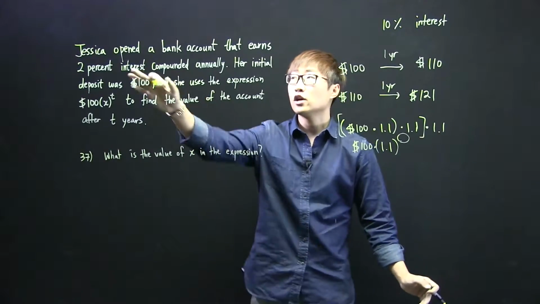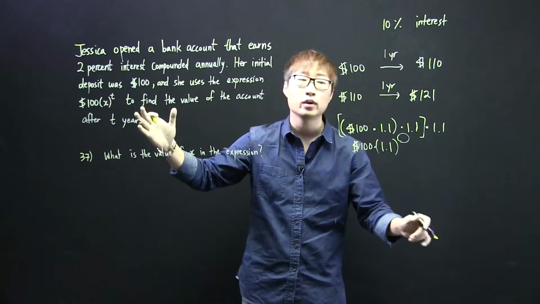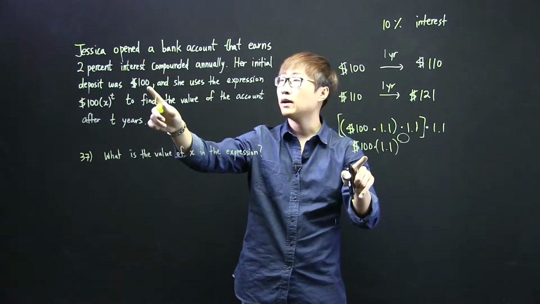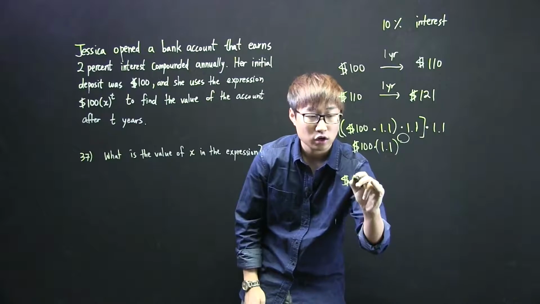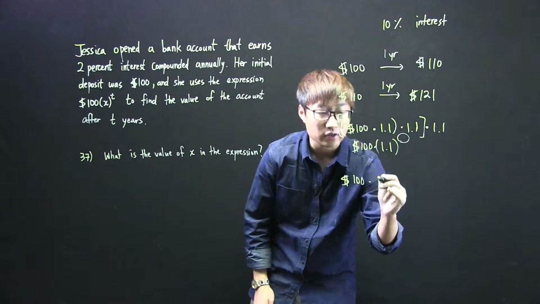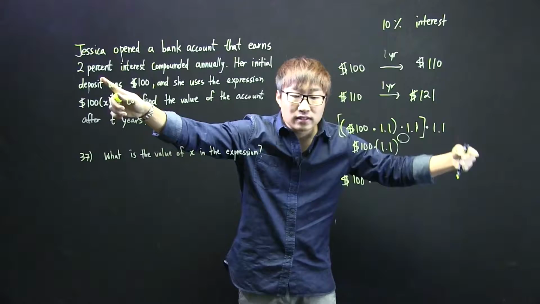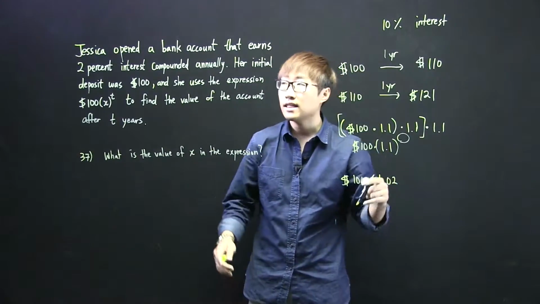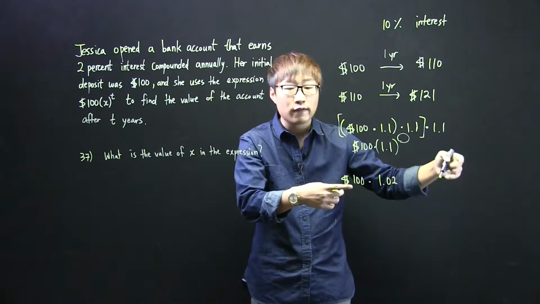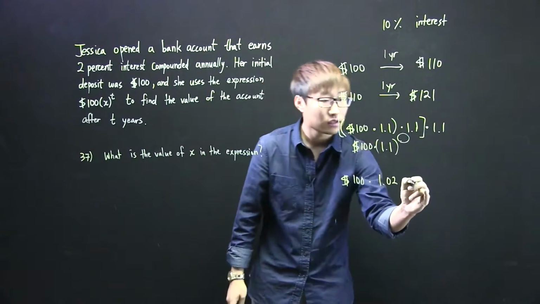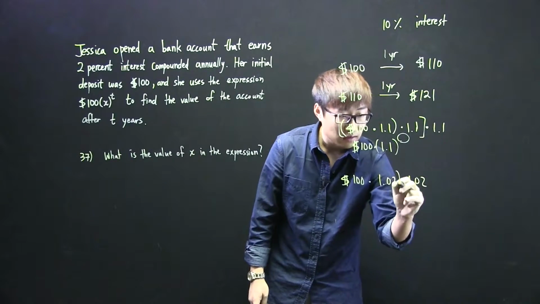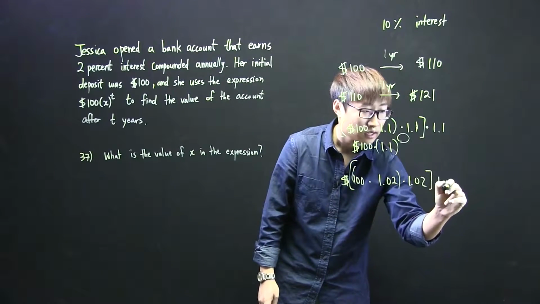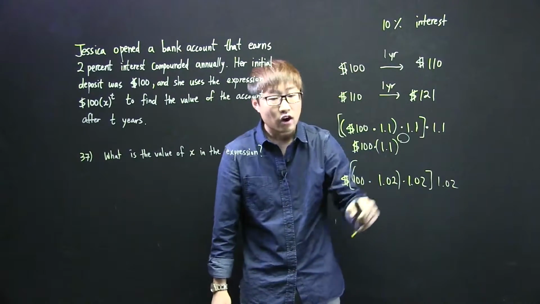So now let's look back to this. She earns 2%. So all we need to do is just replace this 10% with 2%. So we start at the same amount, $100. So she starts with $100. And then the next year, she's going to have 102% of the previous year, aka 1.02. And then the next year, she's going to have 102% of this amount. So 102% of this amount. And then the next year, she's going to have 102% of this entire thing, on and on and on.